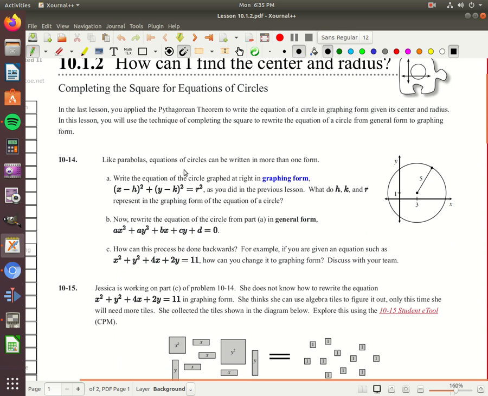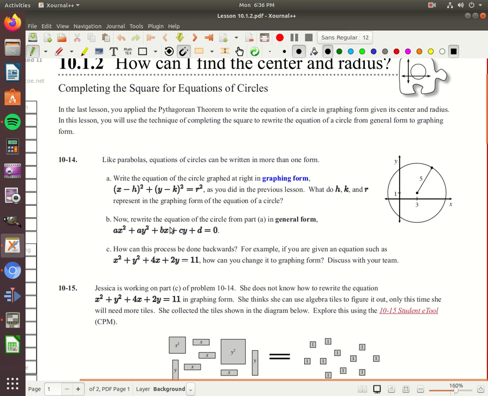Like parabolas, equations of circles can be written in more than one form. So the graphing form is going to be the one that we've really dealt with the most. (x minus h) squared plus (y minus k) squared equals r squared. Hopefully we know that the h and k are the center of the circle and that the r is going to be the radius of the circle.